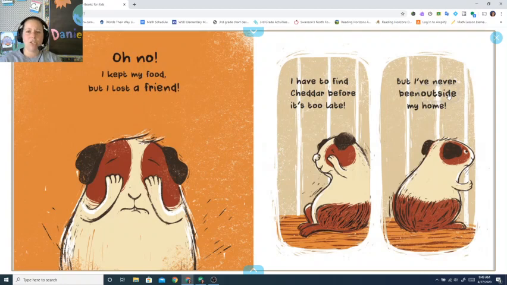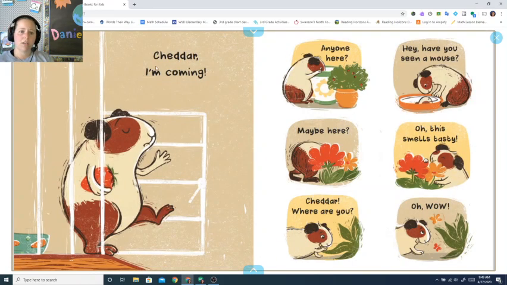And Cheddar's gone, but he could be in real trouble, right? He could be starving to death. He could run into a cat. I need to go help him. Oh, but this is so scary. I've never been outside my home. I've never done this before. So let's see what happens. Cheddar, I'm coming. And look, he's even got his little handy dandy strawberry there in case he gets hungry.